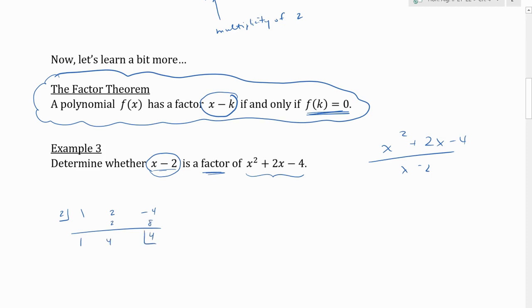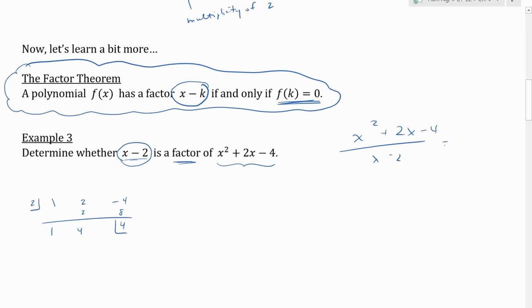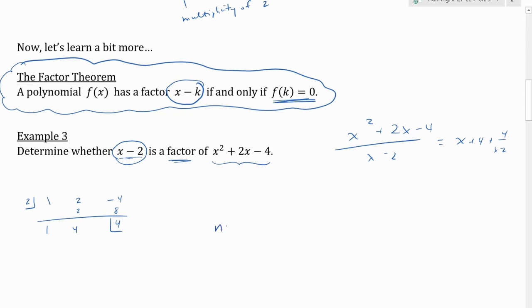Was the remainder 0? No. Okay, that means that, like we already know what the answer would be. It would be an x plus 4 out of x minus 2. So that means x minus 2 is not a factor because the remainder wasn't 0. It did not divide evenly. So no. I guess we should write out that x minus 2 is not a factor of x squared plus 2x minus 4.